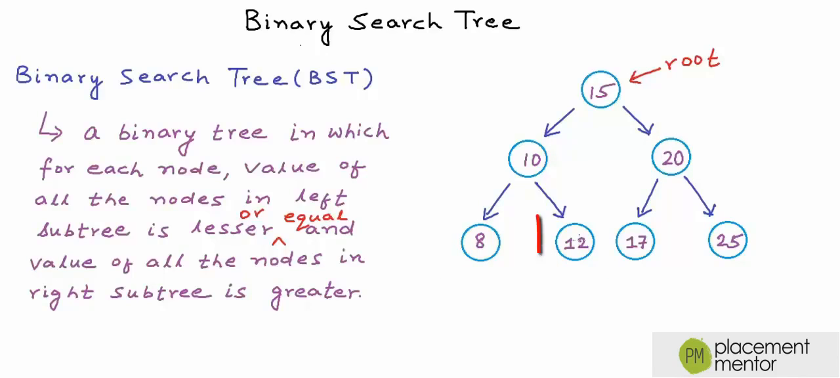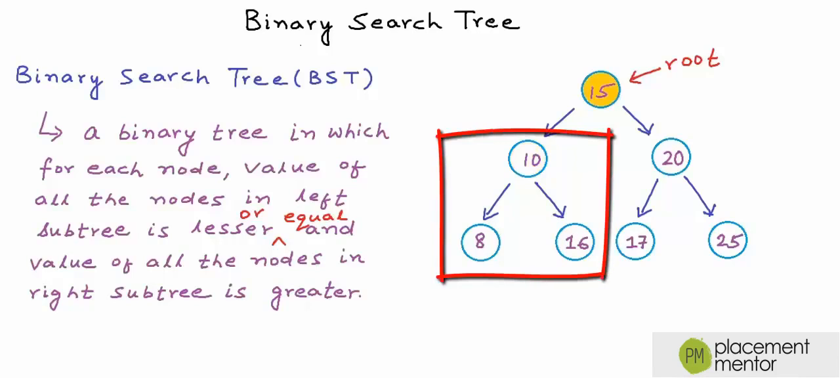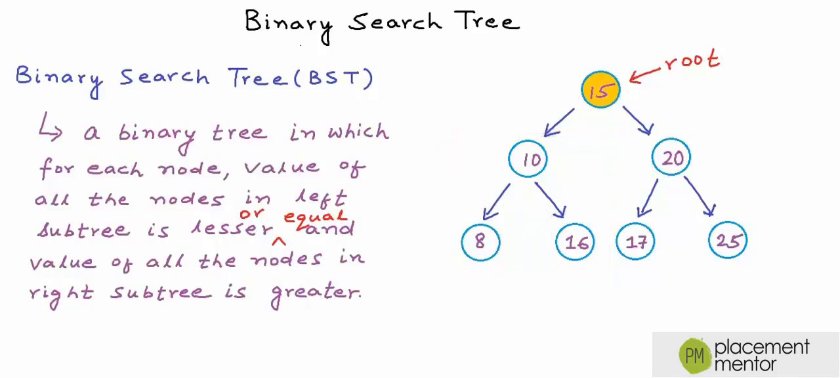Now what if I change this value 12 to 16? Now is this still a binary search tree? Well, for the node with value 10 we are good. The node with value 16 is in its right, so not a problem. But for the root node, we have a node in the left subtree with higher value now. So this tree is not a binary search tree. I'll revert back and make the value 12 again.